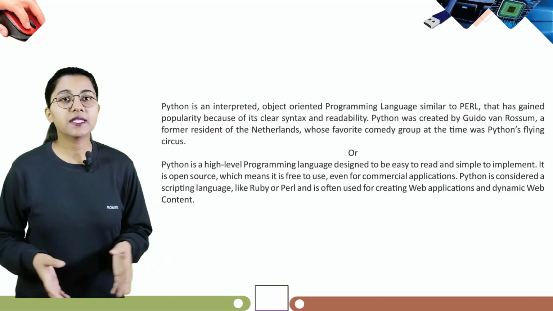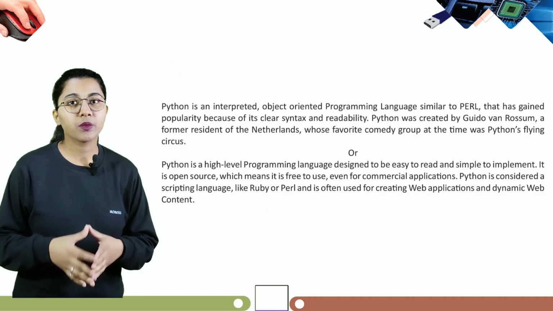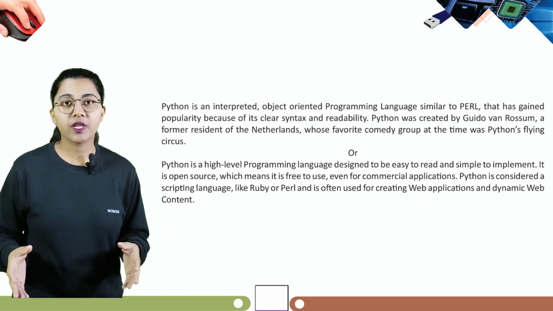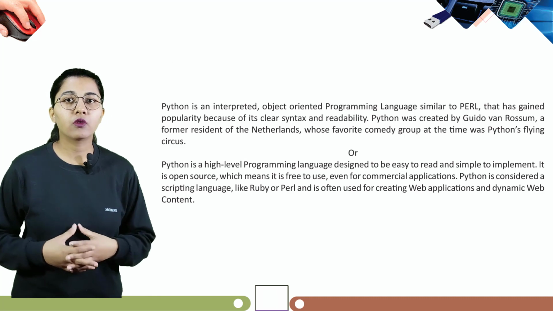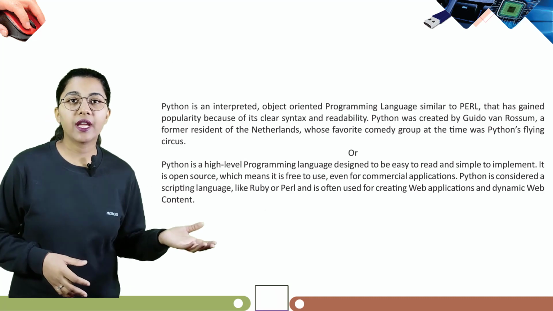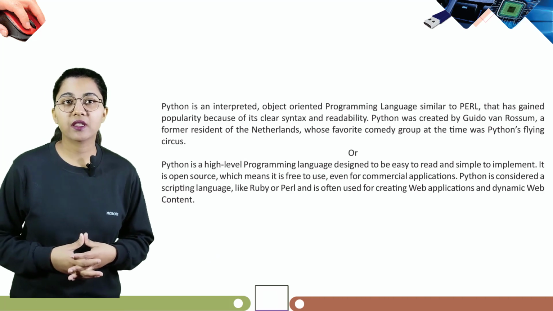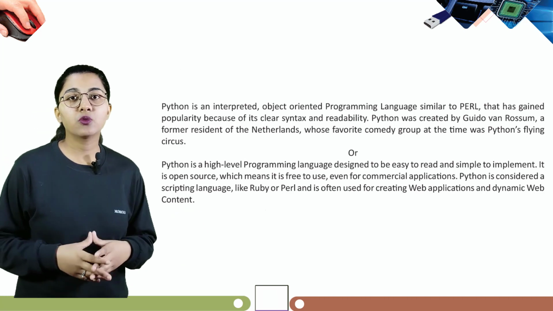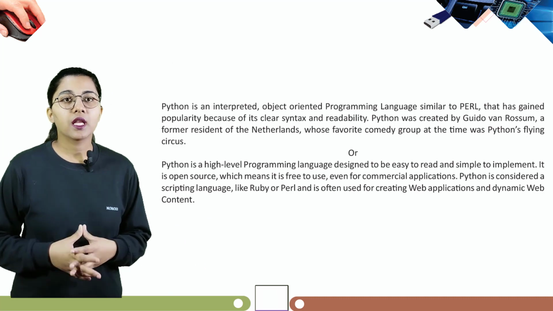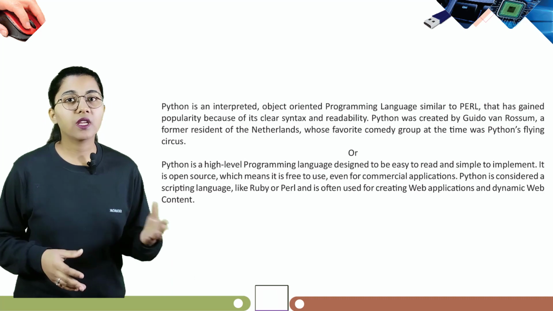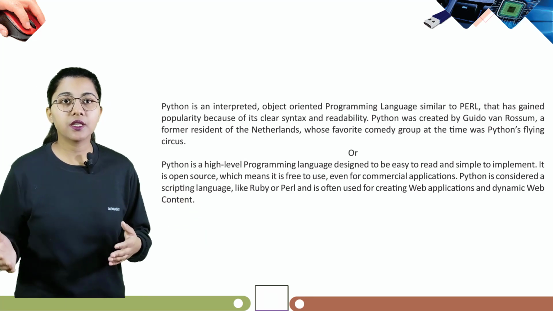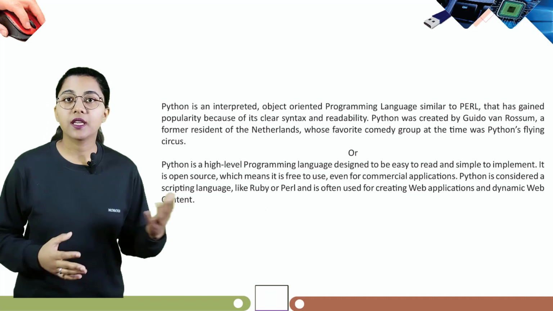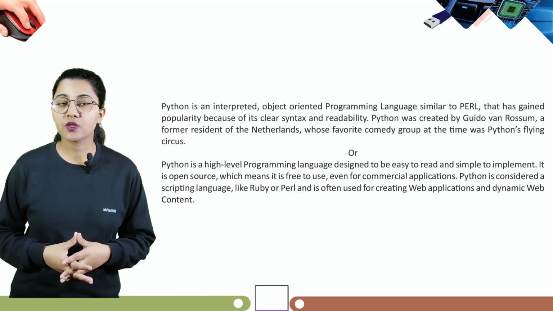So let's start. Python is an interpreted object-oriented programming language similar to Perl that has gained popularity because of its clear syntax and readability. Python was created by Guido van Rossum, a former resident of the Netherlands whose favorite comedy group at the time was Monty Python's Flying Circus. Or we can say Python is a high-level programming language designed to be easy to read and simple to implement. It is open source, which means it is free to use, even for commercial applications. Python is considered a scripting language like Ruby or Perl and is often used for creating web applications and dynamic web content. These are some definitions of Python.